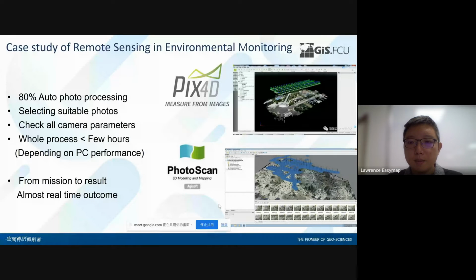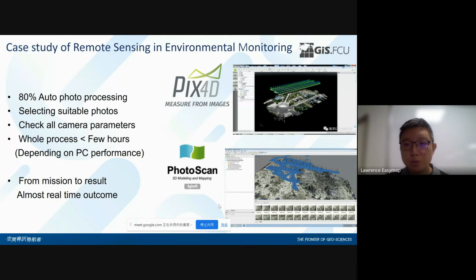After we take all the pictures that we need, we can put them into image processing software. Today we are not going to cover much about how to process the pictures, but I can tell you that around 80% of such a process can be done automatically. We just need to select the useful images and remove some irrelevant ones, and then the computer can take care of most of the work. The whole process can take up to a couple of hours, depending on how good the computer is.